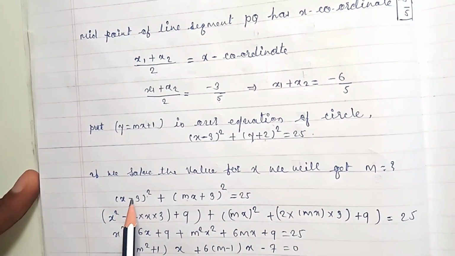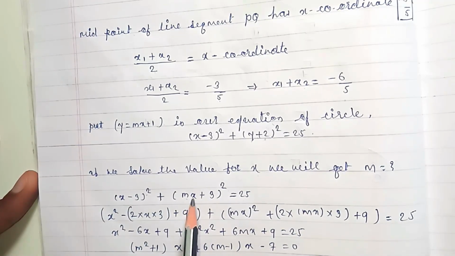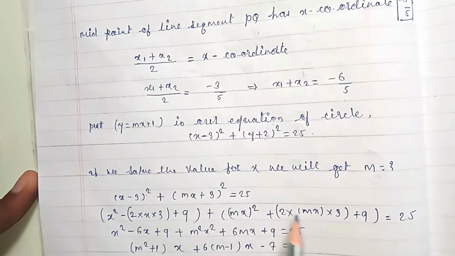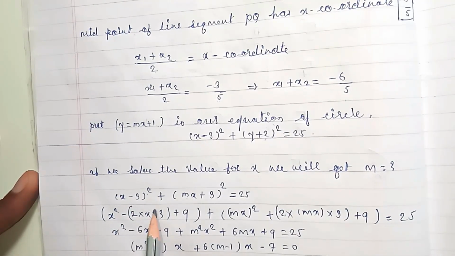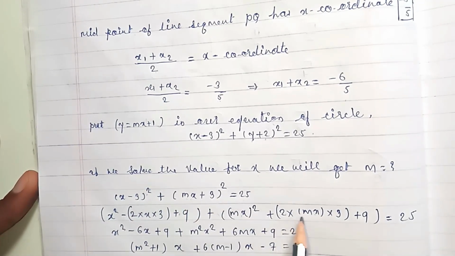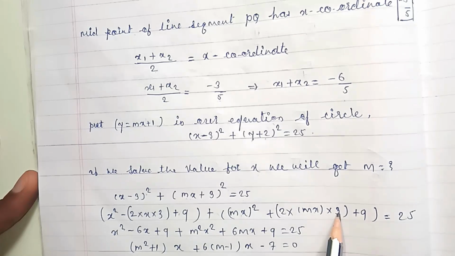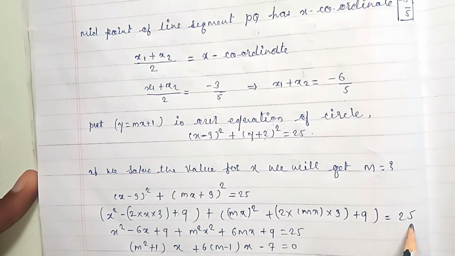Now find the squares. How can we find (a minus b) square? We know the standard formula for (a minus b) square is a square minus twice ab plus b square, and (a plus b) square is a square plus twice ab plus b square. So a square minus 2ab plus b square, plus, as it is, a square plus 2ab plus b square, where b square is 9, which is equal to 25.